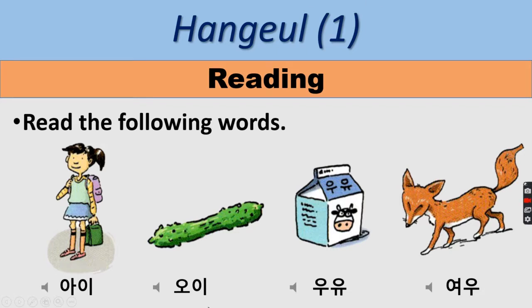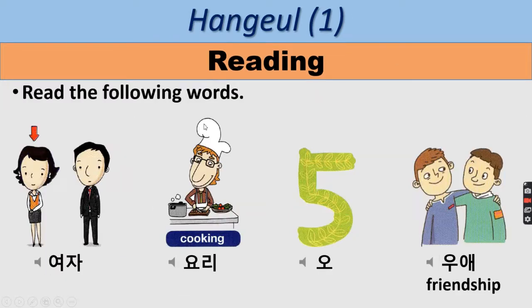So again, I will play it again. 아이, 오이, 우유, 여우. Okay, next. So we have here other words.